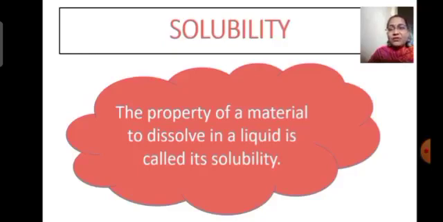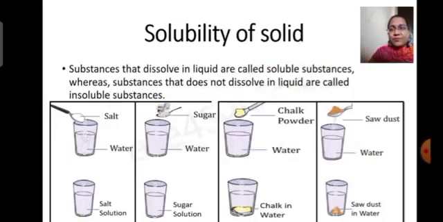Here, one question comes to our mind. Does water dissolve everything? Let's find the answer to this question. So we'll begin with solubility. What is solubility, children? Solubility is the property of a material to dissolve in a liquid. In this, we'll first study the solubility of solids.